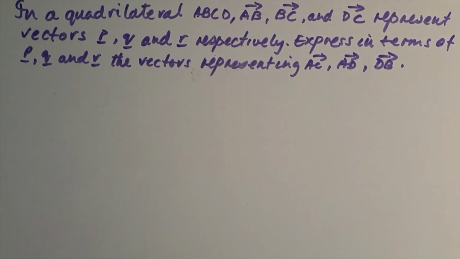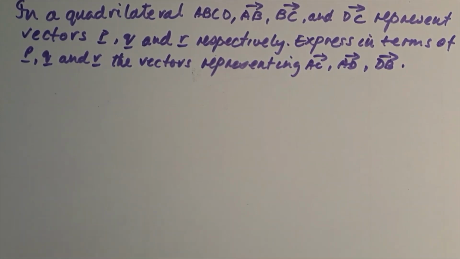Hello. In a quadrilateral ABCD, we have AB, BC, and DC. These displacement vectors represent vectors P, Q, and R respectively. Expressed in terms of P, Q, and R, find the vectors representing AC, AD, and DB.